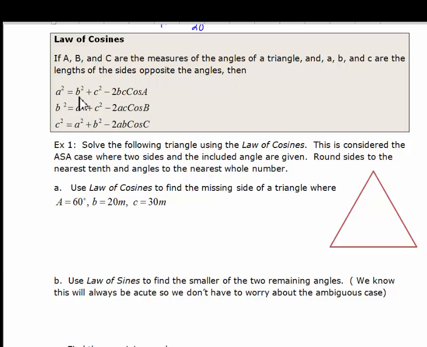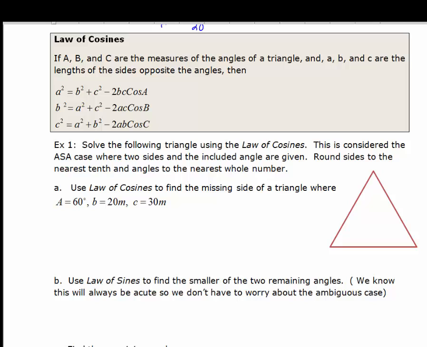a squared equals b squared plus c squared minus 2bc cosine A, or b squared equals a squared plus c squared minus 2ac cosine B. And lastly, c squared equals a squared plus b squared minus 2ab cosine C. You will not be responsible for memorizing these, although the more you use them, the easier they are to memorize. I'm more concerned that you know how to apply them.